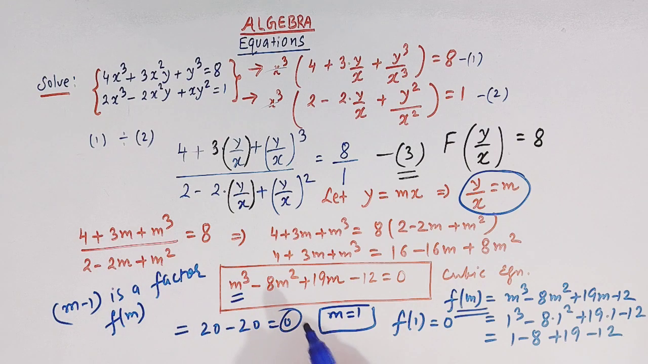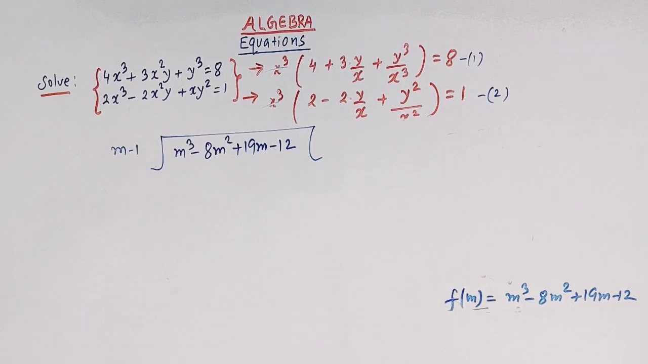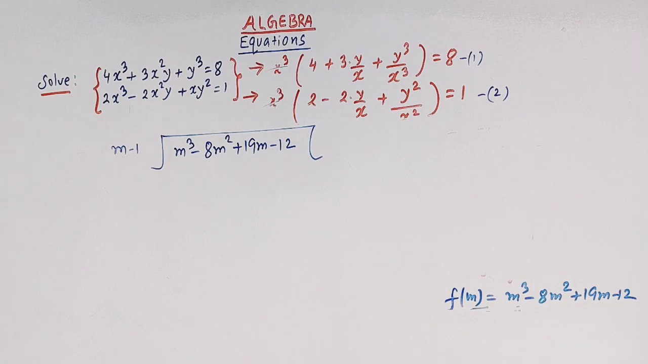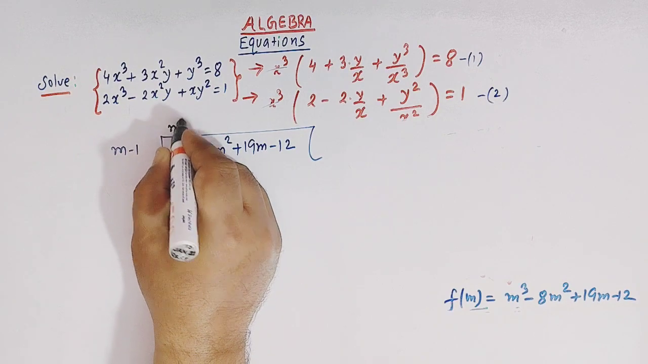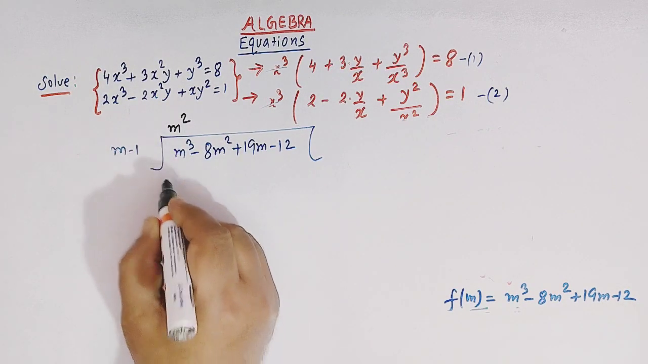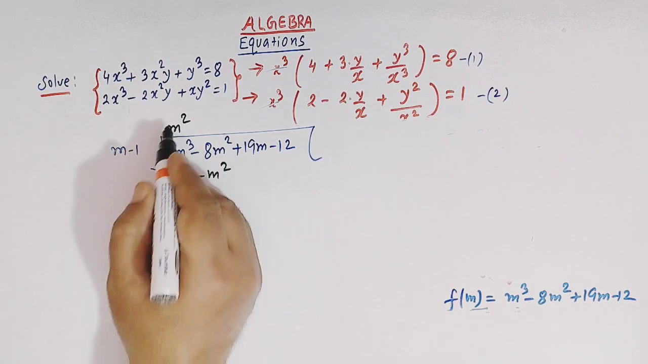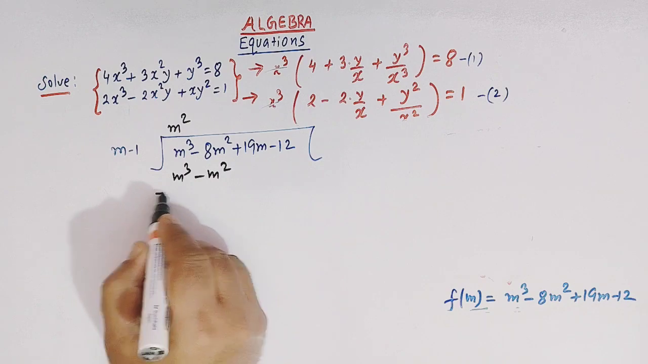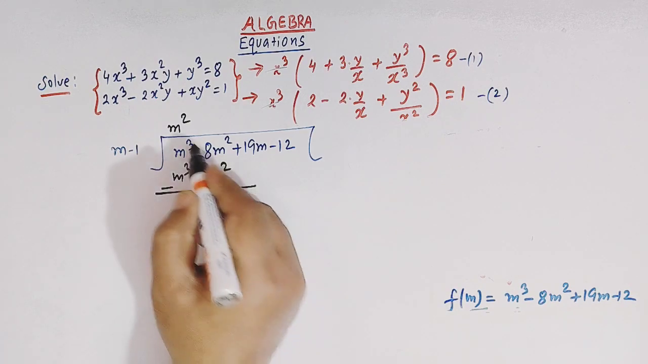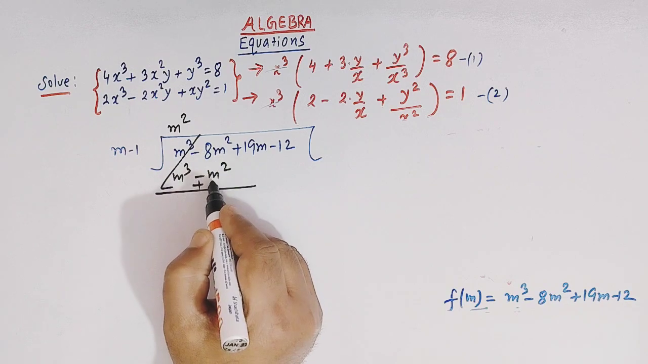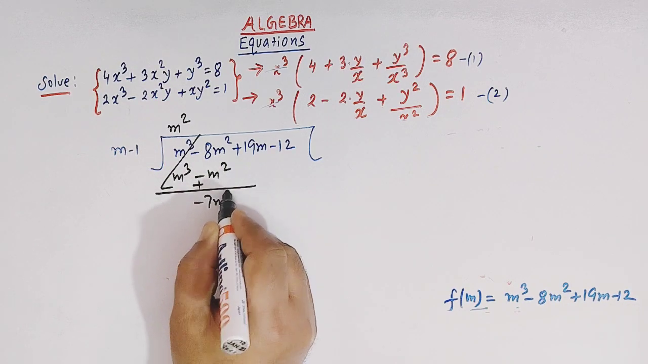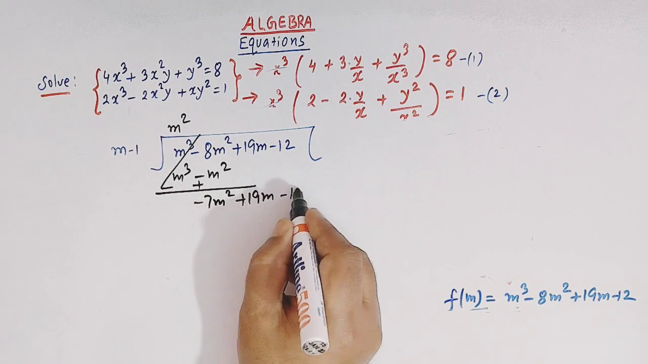So now to get the second quadratic factor, we can divide f of m by m minus 1. So now let us divide f of m by m minus 1, right? So here we'll make use of the usual method. So here first we'll take m square. So we have m square times m is m cube. Then we have minus m square times minus 1 is plus m square. So here we have minus, here we have plus. So this is minus 8m square plus m square is minus 7m square plus 19m minus 12, right?